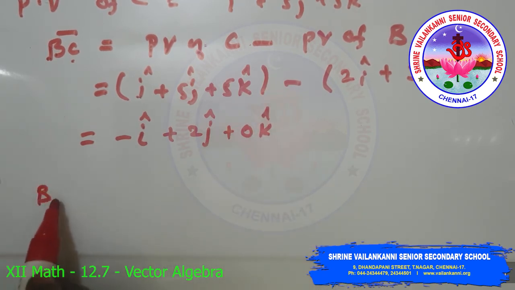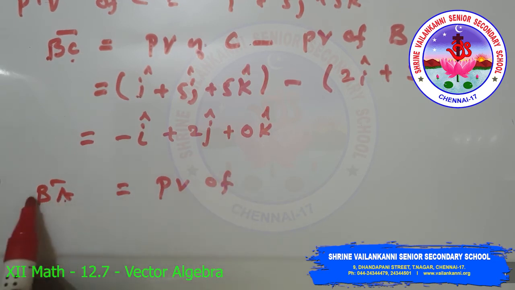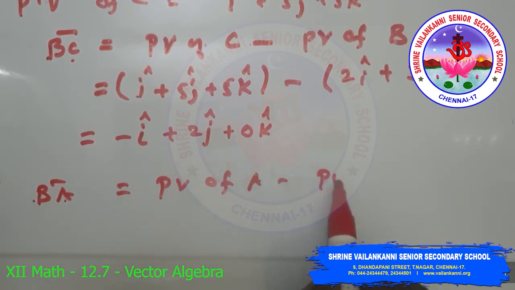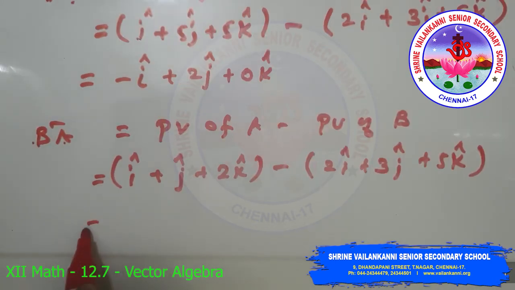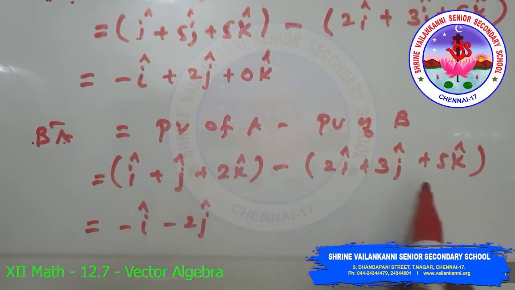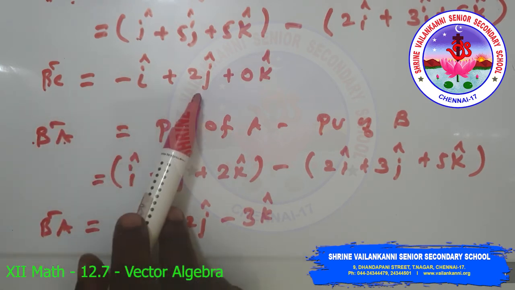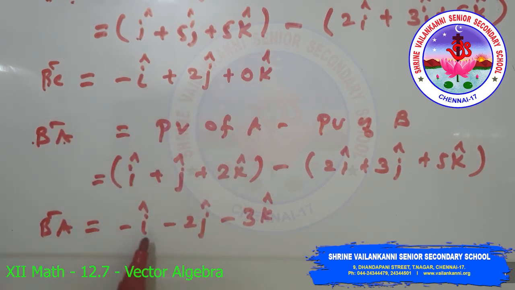Then we need to find BA, which is the position vector of A minus B. Which is equal to i minus 2i, which is minus i, plus j minus 3j, which is minus 2j, and 2k minus 5k, which is minus 3k. BC is minus i plus 2j plus 0k, BA is minus i minus 2j minus 3k.